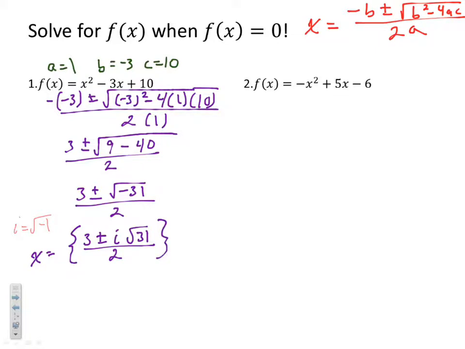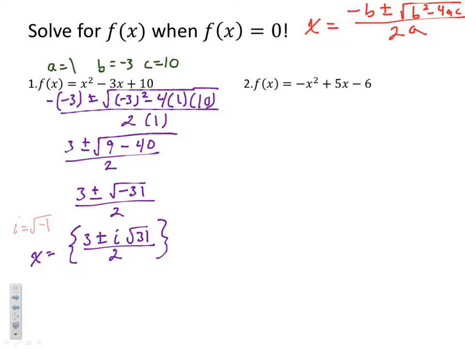This is actually two answers, right? It's 3 plus i root 31 over 2, and it's 3 minus i root 31 over 2. All right? When I have square roots, I like to write the i in front of the square root so that I don't get confused and put it underneath the radical, because it really isn't under the radical, okay?